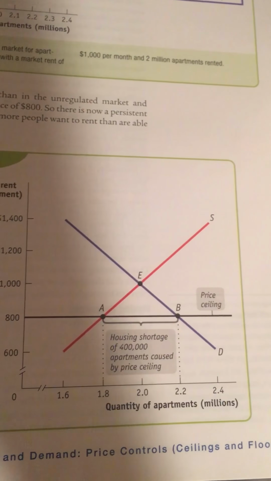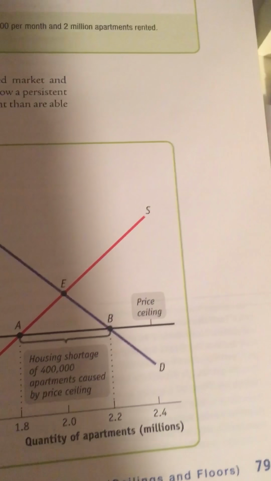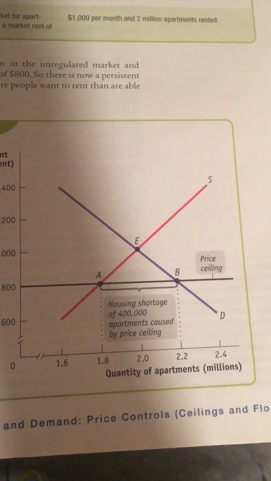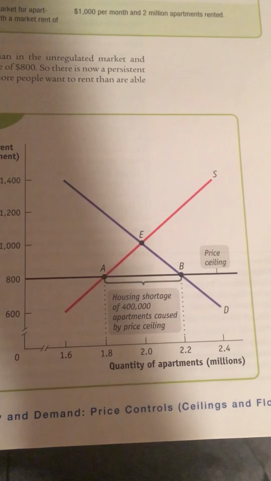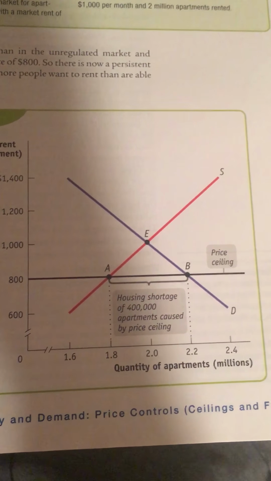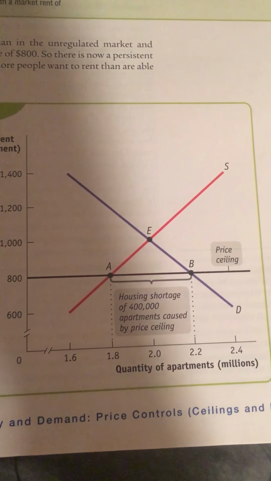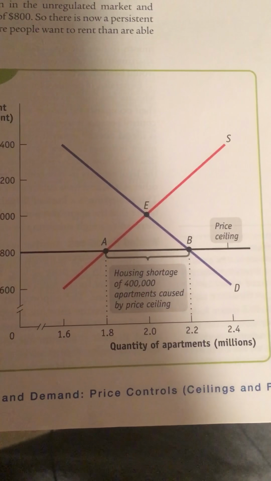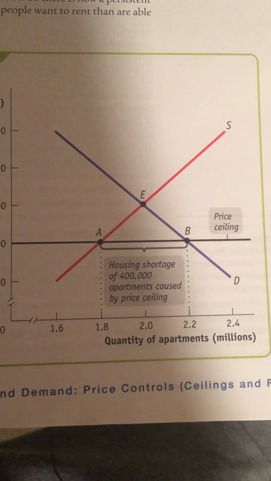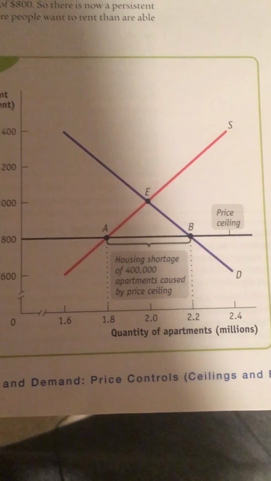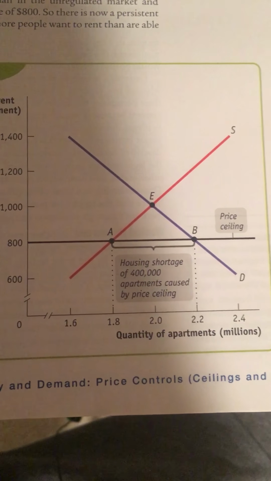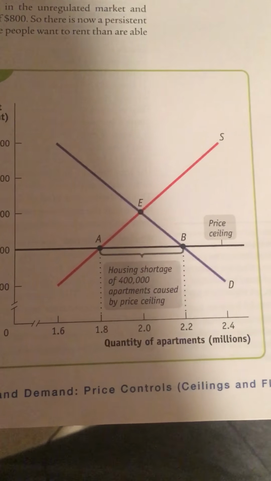on the demand curve. At a monthly rent of $800, the quantity of apartments demanded rises to 2.2 million. That is 200,000 more than the unregulated market and 400,000 more than the number actually available at $800. So now there is a persistent shortage of rental housing at that price. 400,000 more people want to rent than are able to find apartments. That is the effect of a price ceiling.